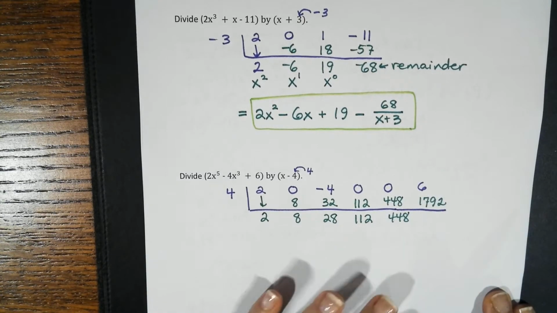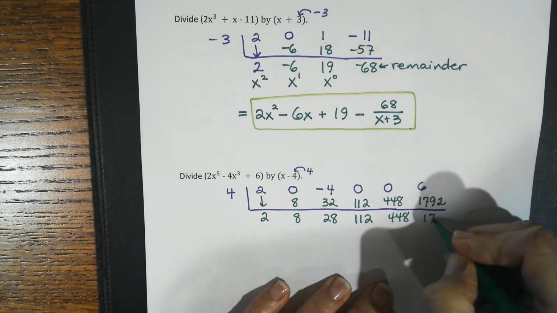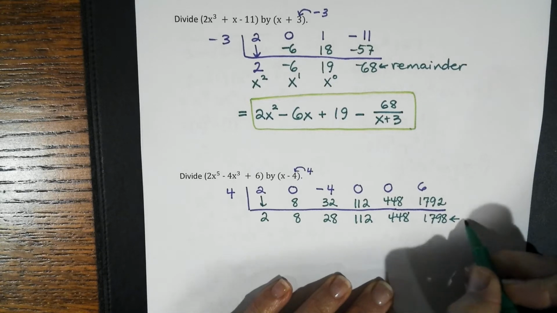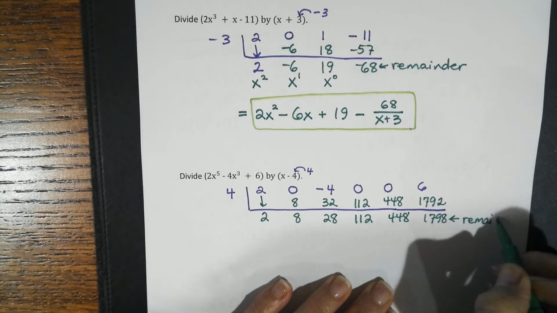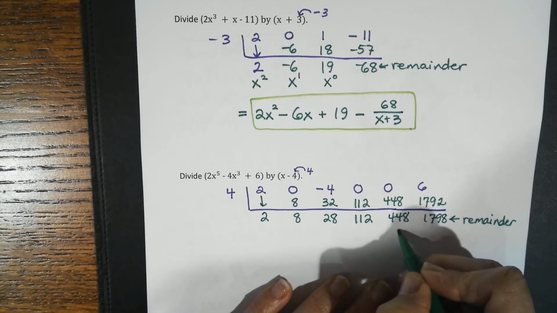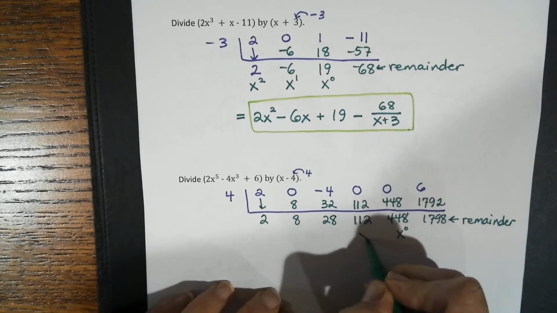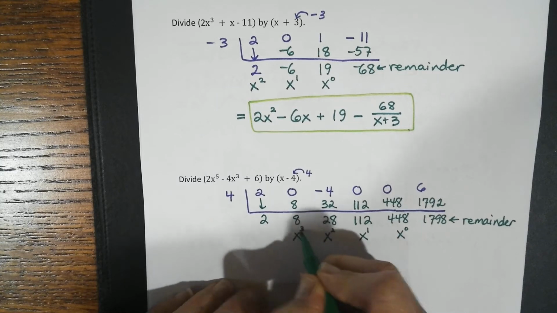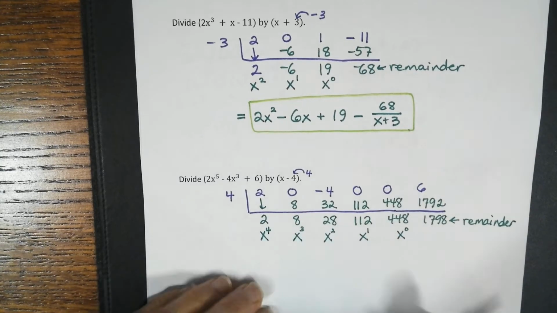I have all the numbers here. And I combine them, I get 1798. It's a big number, but that's okay. Remember, this is my remainder. This will be my x to the 0, x to the 1, x to the 2, x to the 3. And look, I told you you'd get an x to the 4th as an answer.